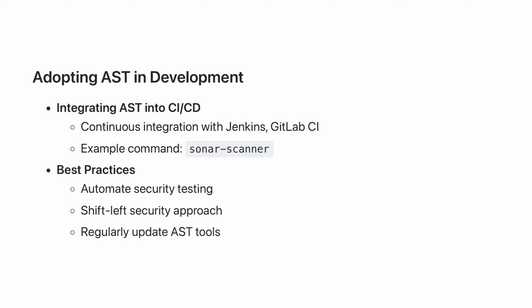It's essential to follow best practices for AST integration. Automate your security testing to ensure that it's consistently applied across all deployments. Adopting a shift-left security approach, where security checks are performed early and throughout the development stages, helps in identifying and mitigating vulnerabilities sooner. Furthermore, ensure your AST tools are updated regularly to handle the latest security vulnerabilities and improvements. This proactive stance in your development pipeline not only boosts security, but also enhances overall software quality.